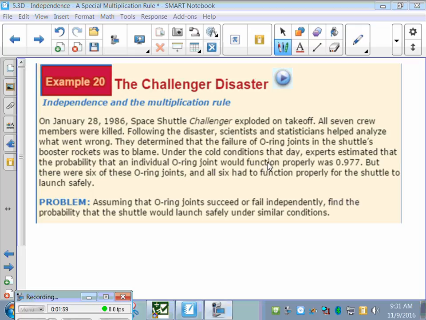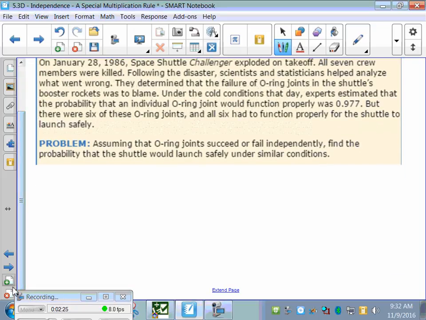Under the cold conditions that day, experts estimated that the probability that an individual O-ring joint would function properly was 0.977. But there were 6 of these O-rings, and all 6 of them had to function properly for the shuttle to launch safely. So assuming the O-ring joints succeed or fail independently, find the probability that the shuttle would launch safely under similar conditions. So we want to know the probability that it would launch safely.